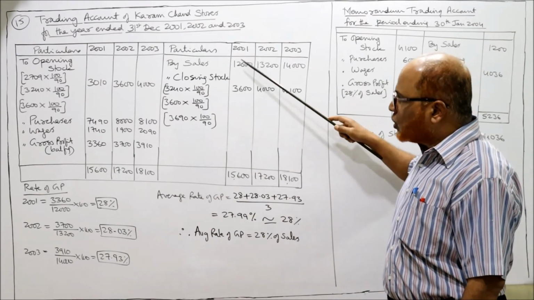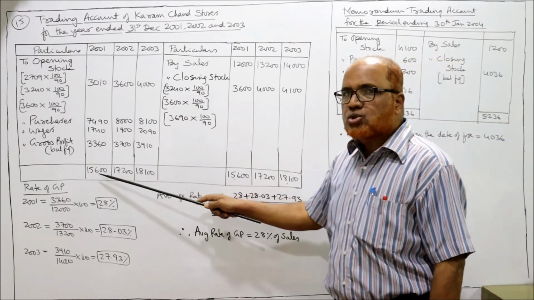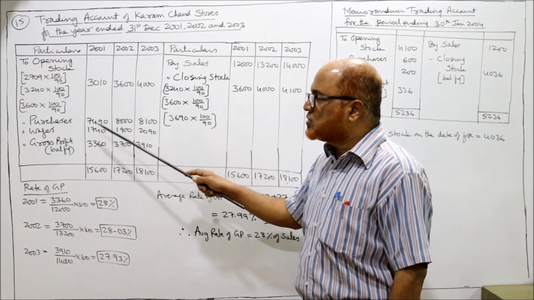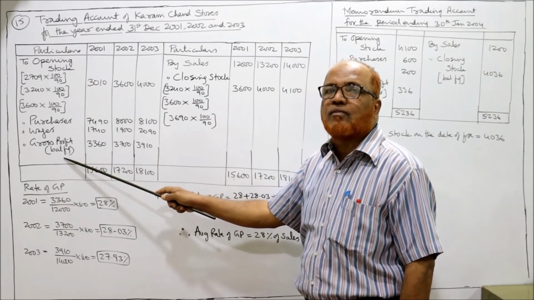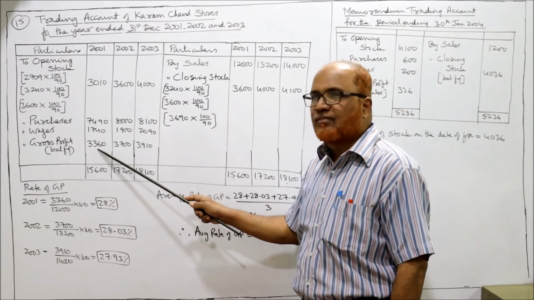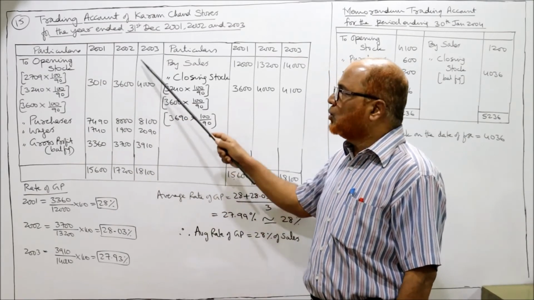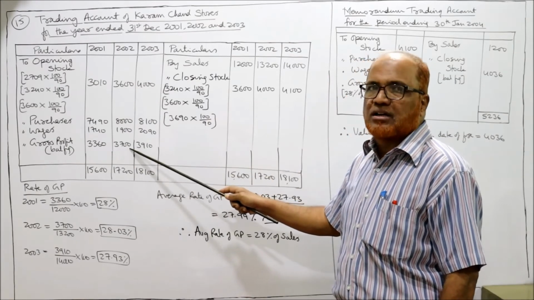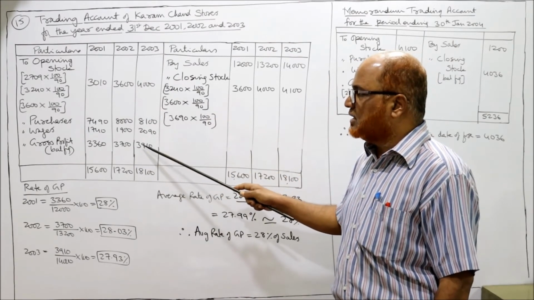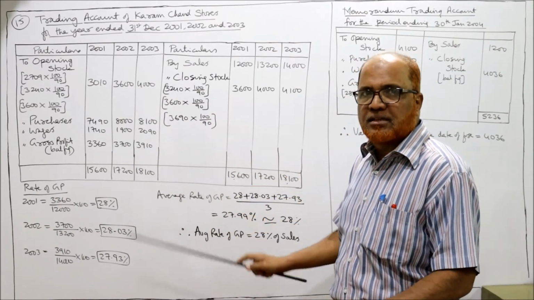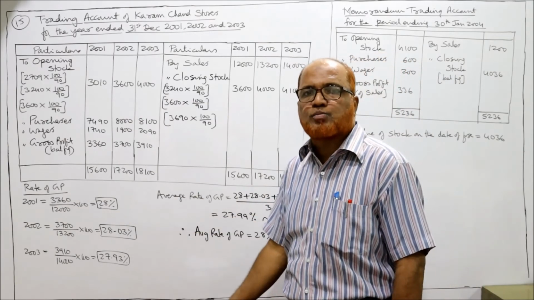Now take the total on the credit side. From this total, deduct the debit items. We'll get the balancing figure, gross profit. So 2001 GP is 3360. For 2002, GP is 3700. For 2003, GP is 3910. That's it. Now we can find out the rate of gross profit.